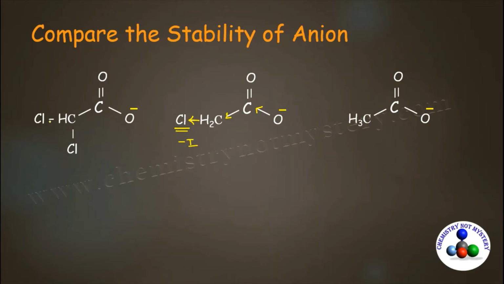Now examine first anion. There are two chlorines. They both withdraw electron density from carbon, and this carbon will withdraw electron density from the next carbon, and finally it will withdraw electron density from O negative. They will withdraw electron density from O negative more effectively.